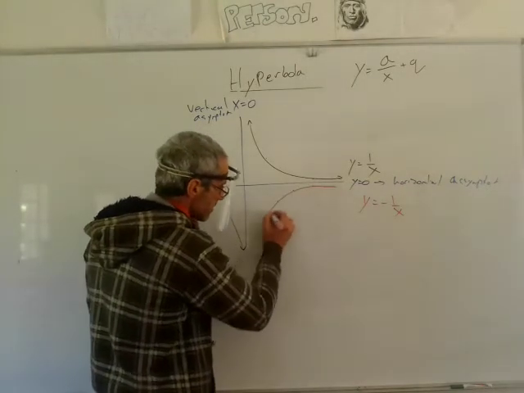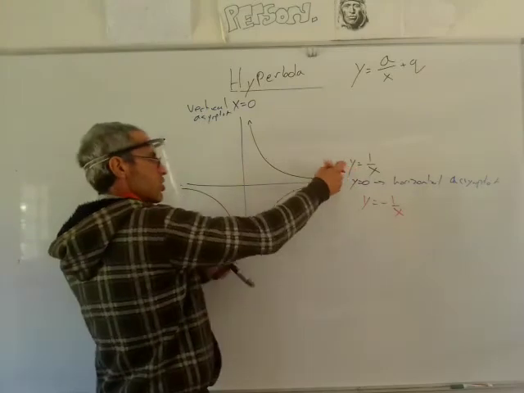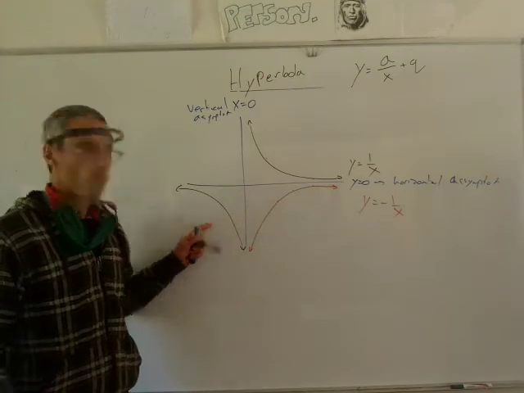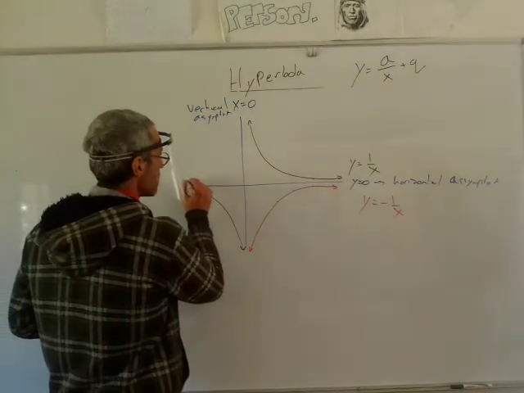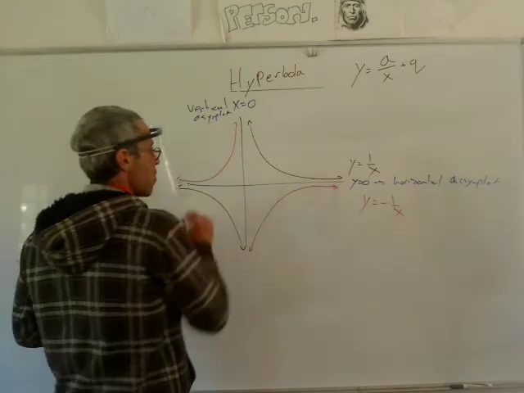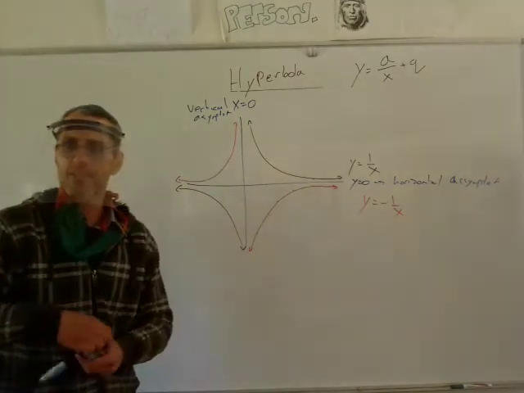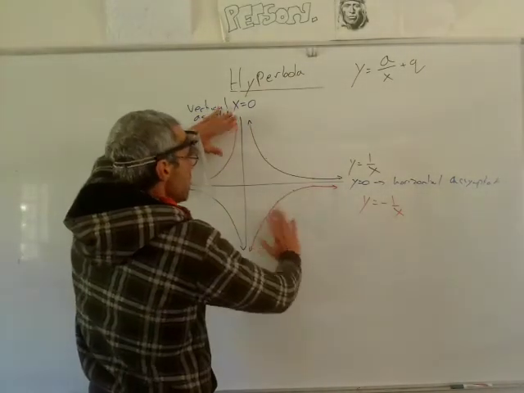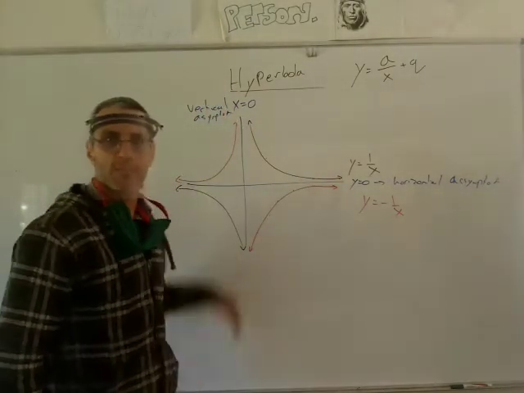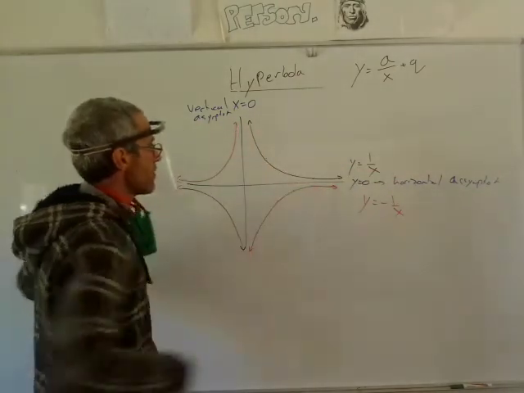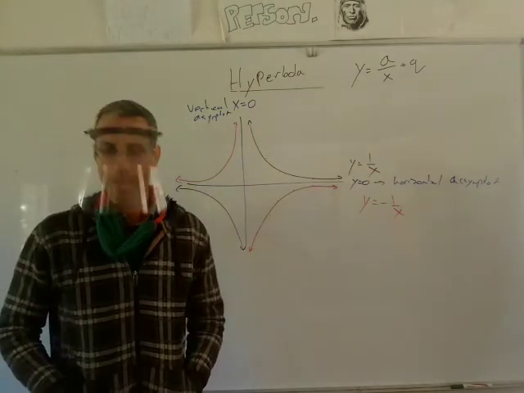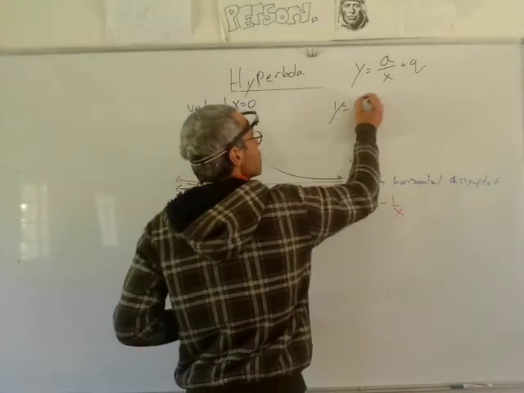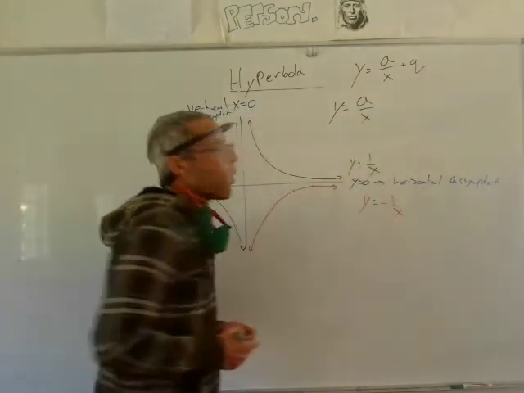This branch will flip down. What about this branch? It will flip up. So y equals minus 1 over x, we're just flipping both branches. We still have the same vertical asymptote and horizontal asymptote, we just flip the graph. Okay? So now to finish up this lesson, we know how to draw y equals a over x.